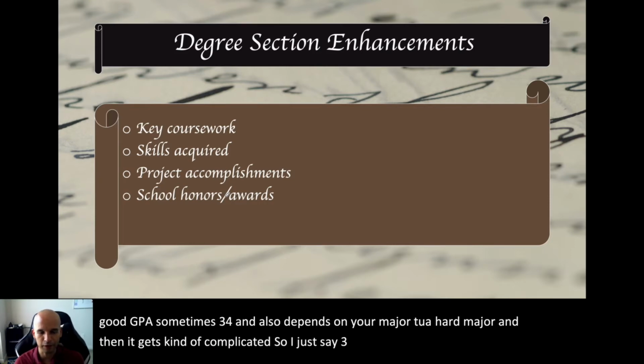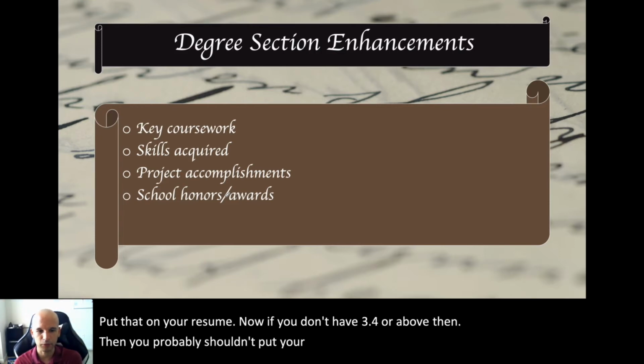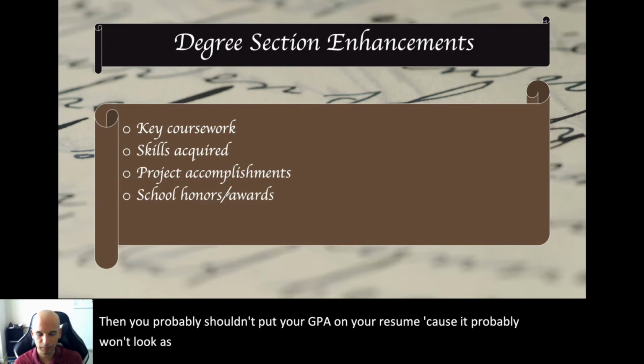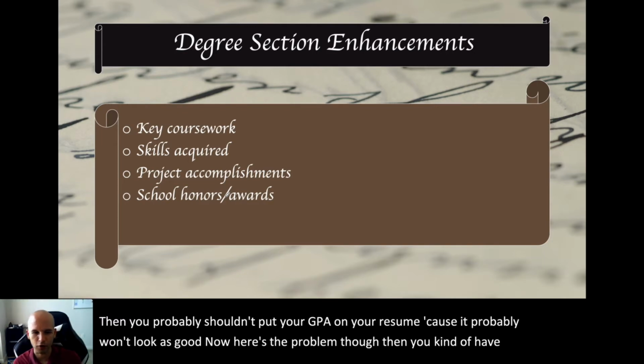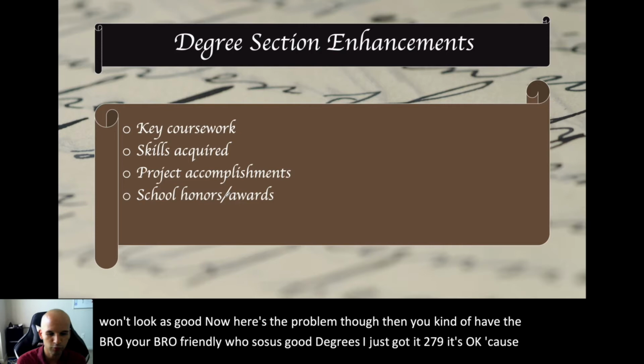If you have something like that, put that on your resume. Now, if you don't have a 3.4 or above, then you probably shouldn't put your GPA on your resume because it probably won't look as good. Now, here's the problem though. So then you have your bro friend like, "So C's get degrees. I just got a 2.79. It's okay because I just don't put my GPA on my resume."